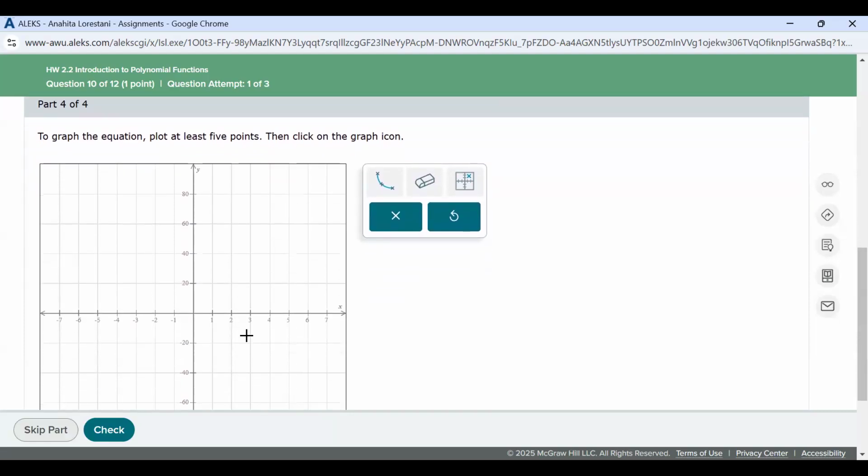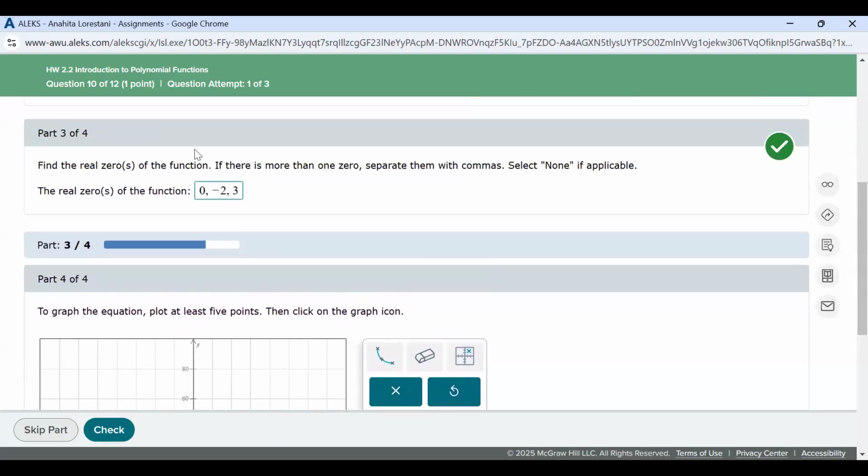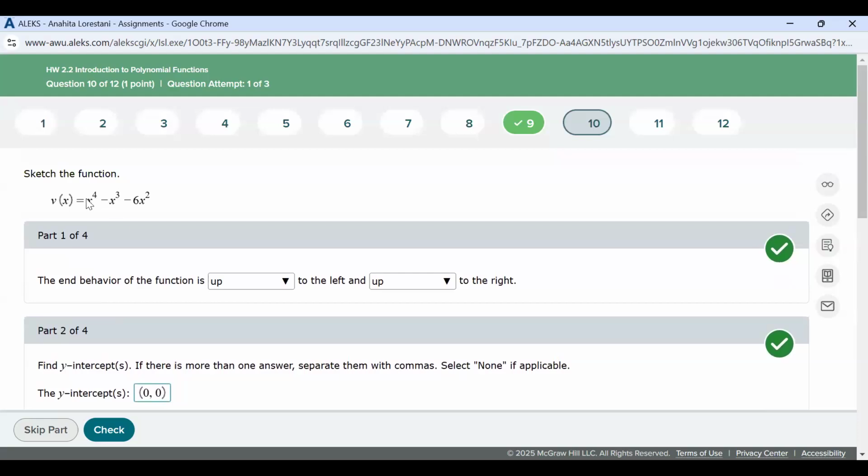And then we want to graph it. It asks for 5 points, but I only have 3 points. So one of the points is going to be 0, 0. One point is going to be -2, comma 0. And another point is +3, comma 0. So those are my points. I need 2 more. So you can substitute 1 for x here. So you get 1 to the power 4 minus 1 to the power 3 minus 6 times 1 to the power 2. So you get 1 minus 1 minus 6, which is -6. So 1 comma -6 is another point.